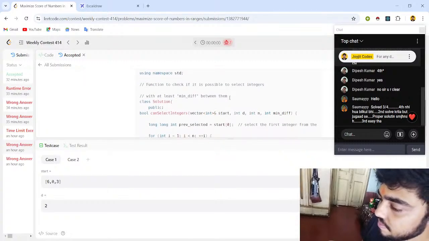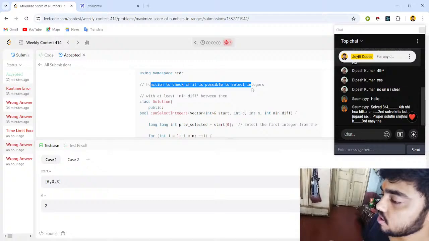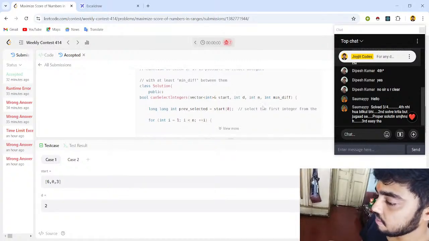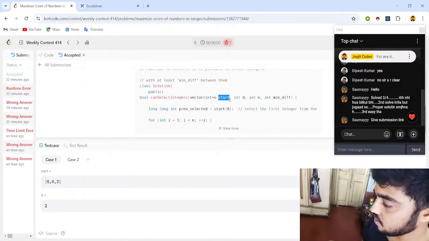So this is normal. Now this is the function which is going to check if it is possible to select the integers or not, with at least minimum difference between them. So what is the minimum difference? First of all, let me explain this thing. Can select integers. So over here we are getting the array start.